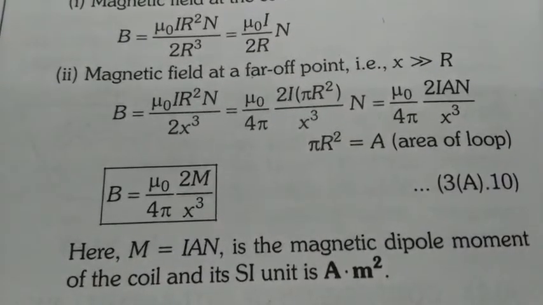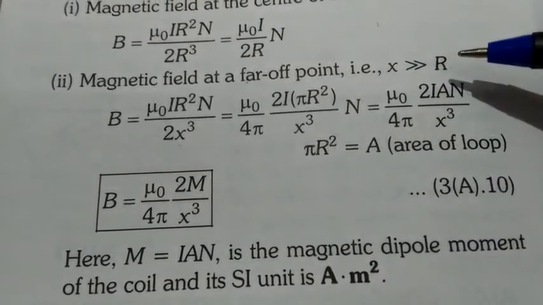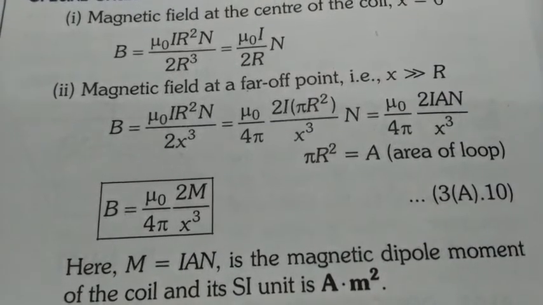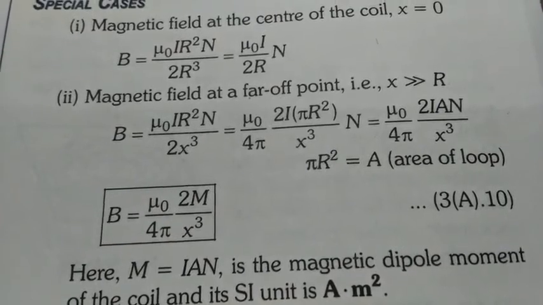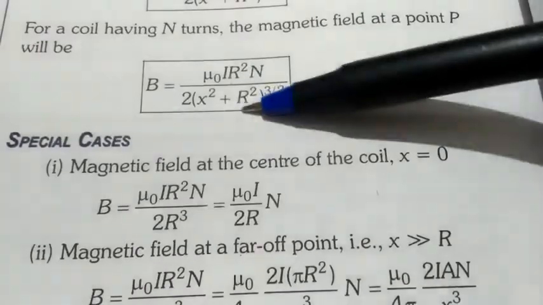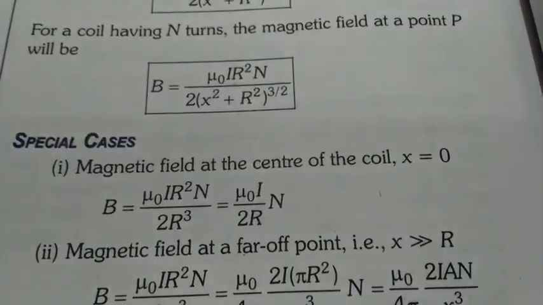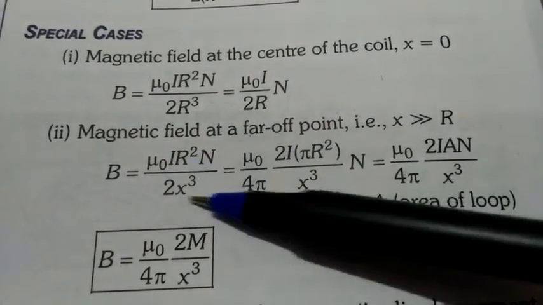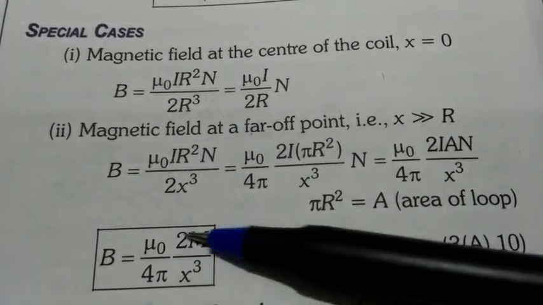In the second case, suppose x is far greater than R. That means the distance between center and point P is larger in comparison with the radius. So at that time, in this equation, at the denominator, this R term will become 0, only in the denominator. So we get one equation like this, and by further solving it, we get this equation.